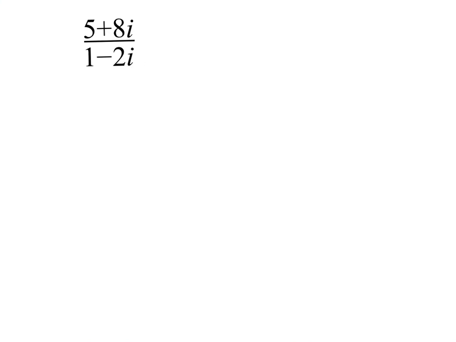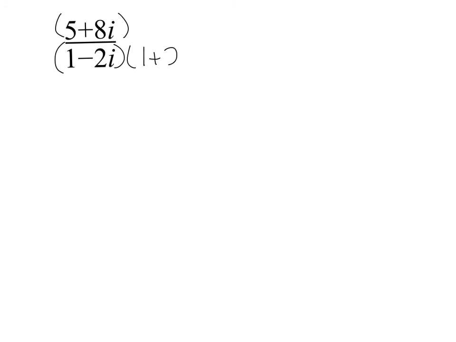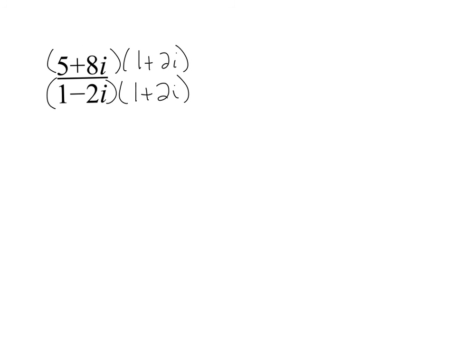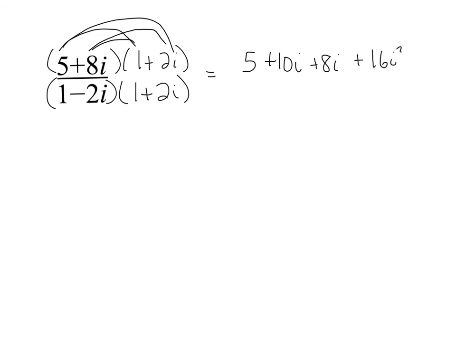Okay, last one, very similar. We'll do it just like the radicals. We'll multiply by the conjugate of the bottom. So 1 plus 2i. But then what we'll have to do is we'll have to FOIL on top and bottom. So 5 times 1 is 5. 5 times 2i is 10i. 8i times 1 is 8i. 8i times 2i will be positive 16i squared.